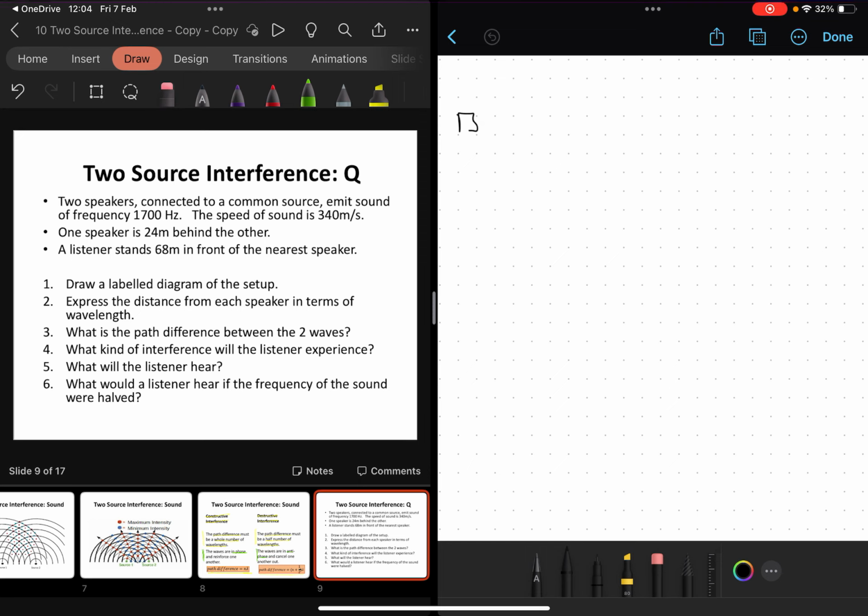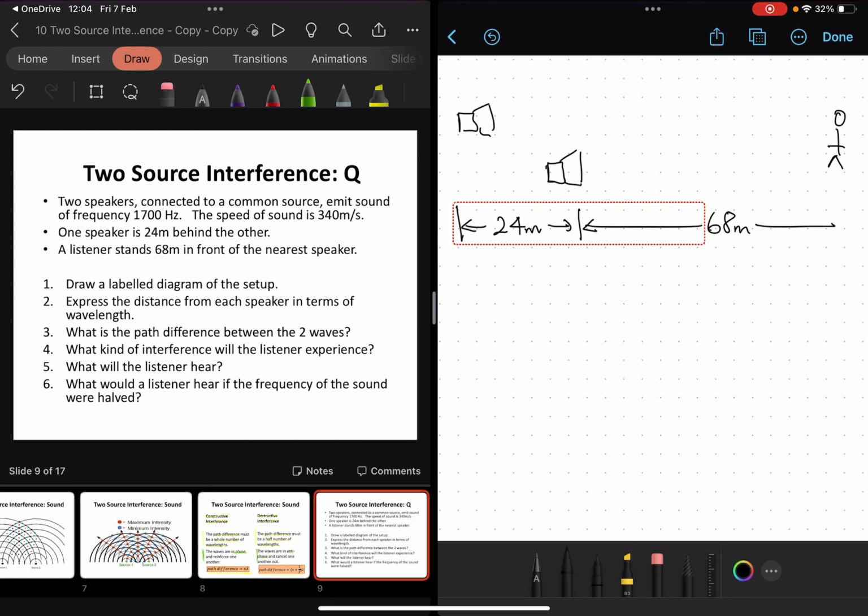So I've got two speakers, and it says that one is 24 meters in front of the other one. Okay, and then we've got a listener, and the listener is 68 meters in front of the nearest speaker. Okay, so that's the labeled diagram setup.